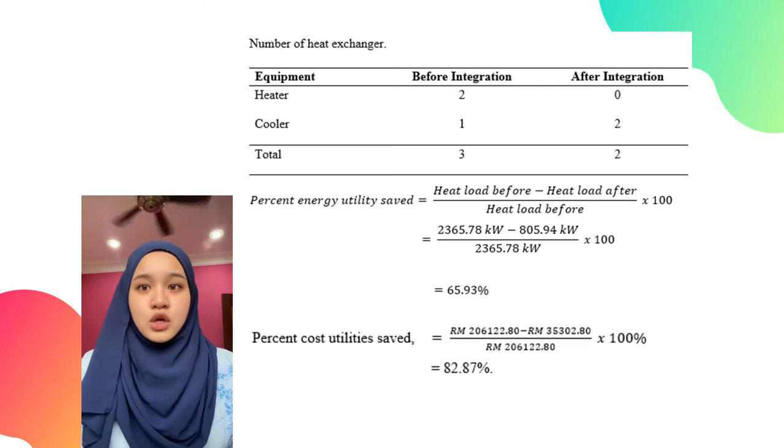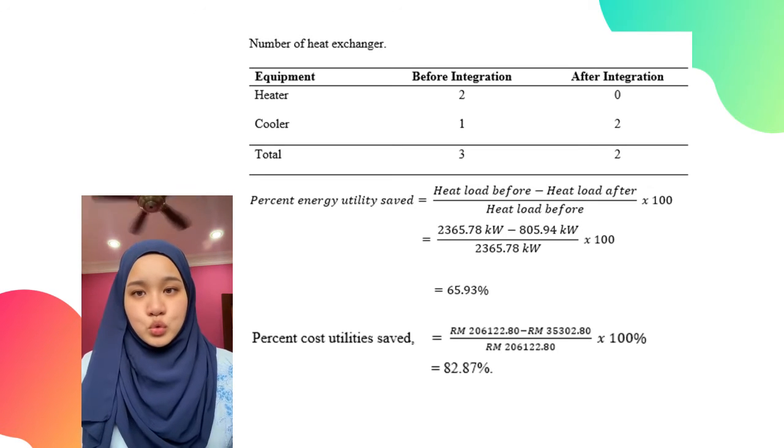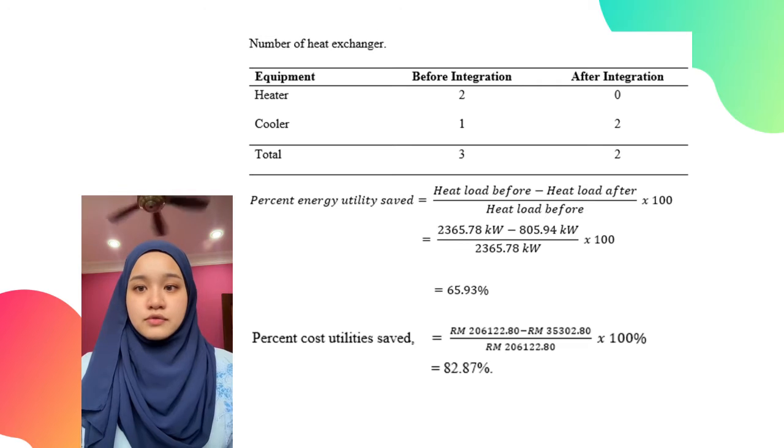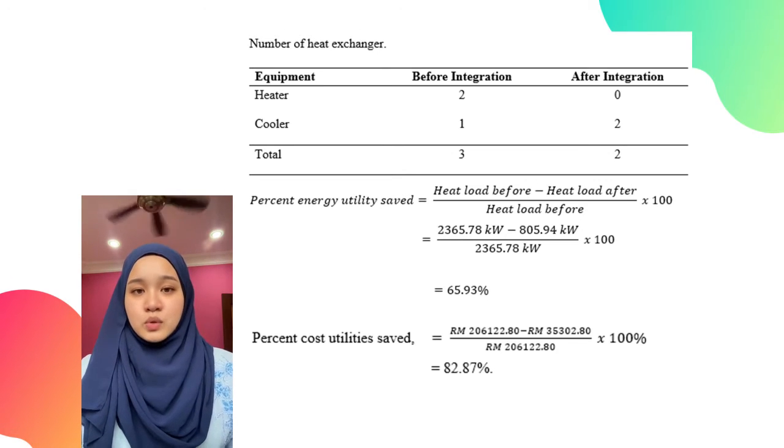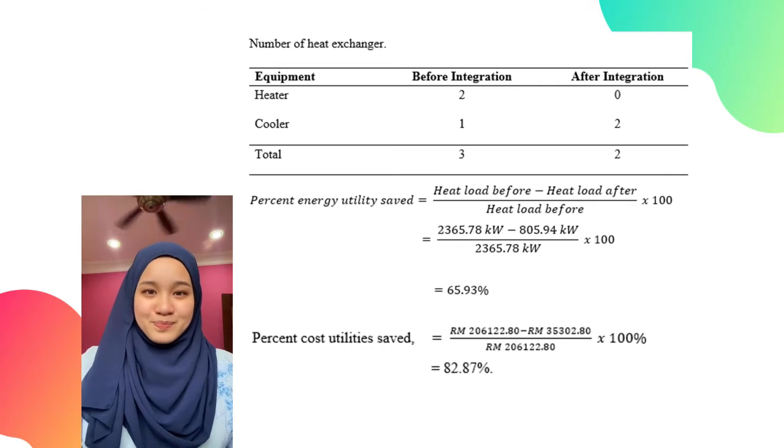compared with before integration, which was 3, 2 heaters and 1 cooler. After the integration, the process only needs 2 coolers. Finally, after doing the pinch analysis, the energy utility saved can be up to 65%, and the cost utility saved is up to 80%.